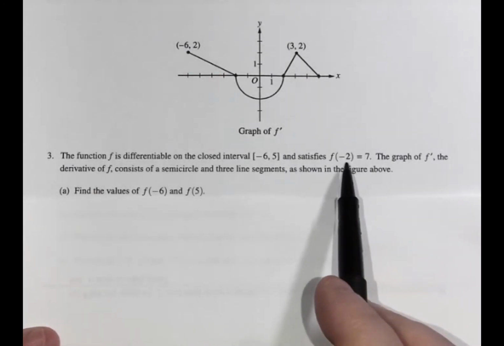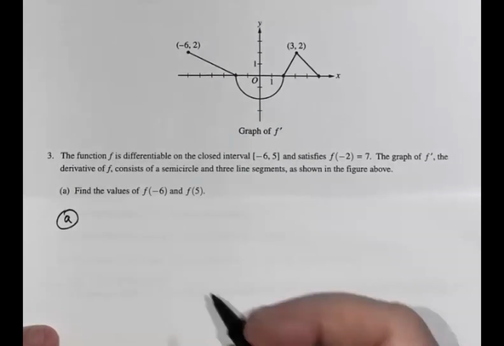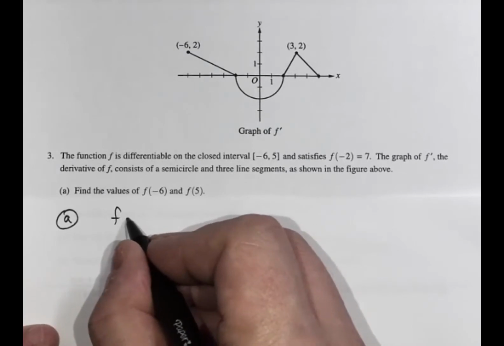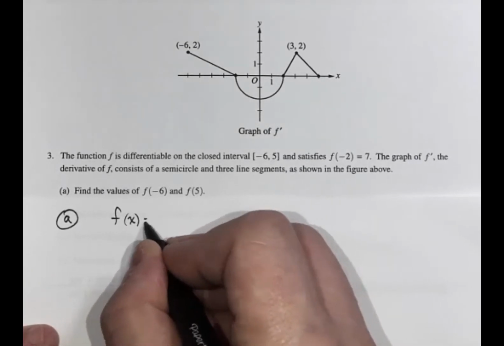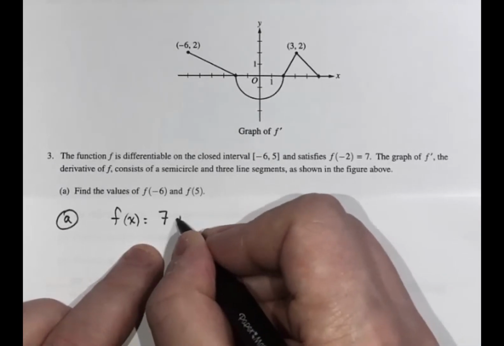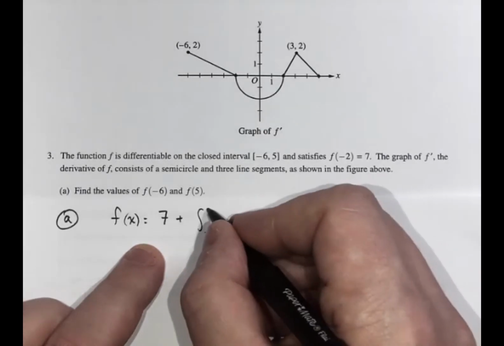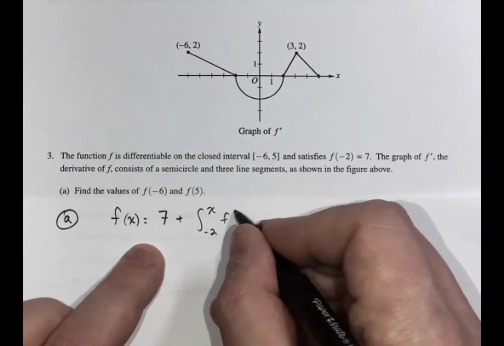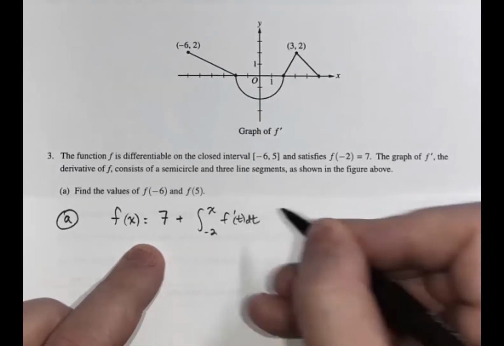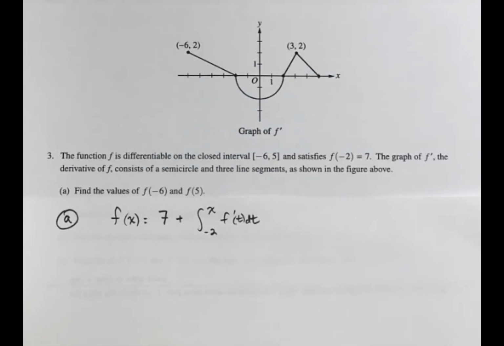Okay, the initial condition we were given was f of -2. So in general, for part A, if we wish to find out what f of anything is, we will need to take f of -2, which is 7, and add to it the integral from -2 to whatever x we want of f prime of t dt. That's the way in general we figure out what the value of any part of the function is. So that's our general rule.